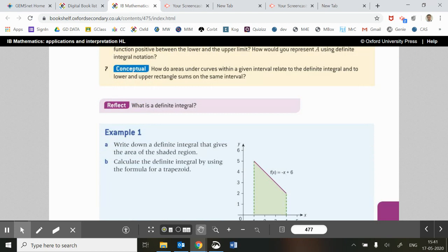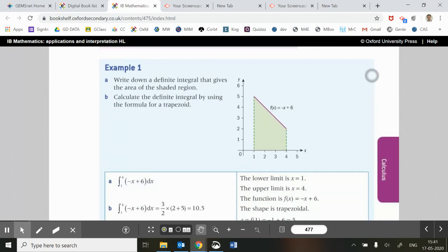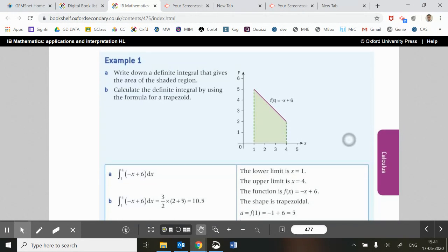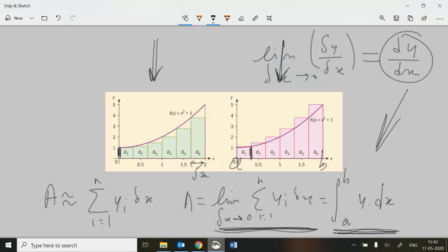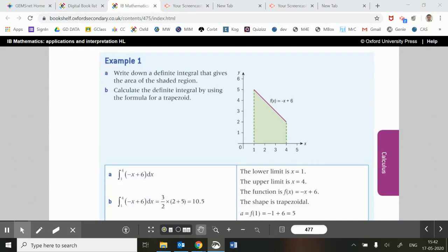Okay, well, let's have a look at one of the examples here. They build you up pretty slowly through these examples, which is why we're doing a lot of exercises all at once. They're all fairly straightforward, in fact. So example 1 says, write down the definite integral that gives the area of the shaded region. So this region here.